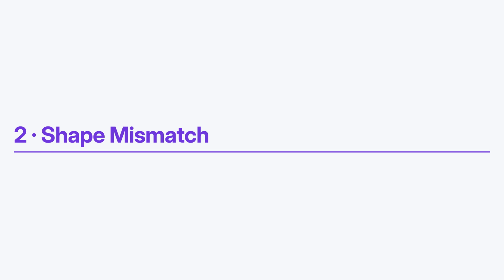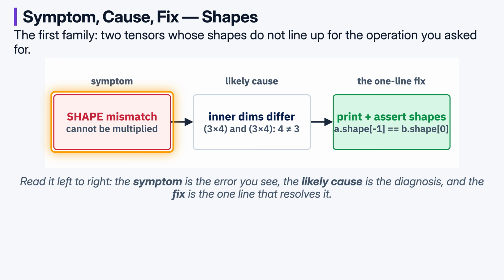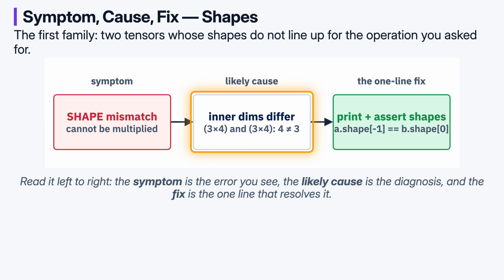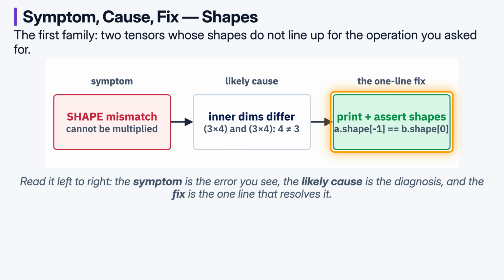Now the first family. Two shapes that do not line up for the operation you asked for. You will run this same triage 3 times. Red is the symptom you read off the traceback. The shapes cannot be multiplied. The arrow leads to the cause in gray. The inner dimensions differ. 3 by 4 and 3 by 4, and 4 is not 3. Green is the one line that fixes it. Print the shapes, assert the rule, then reshape to match.